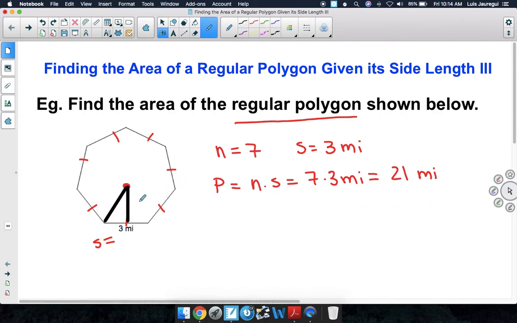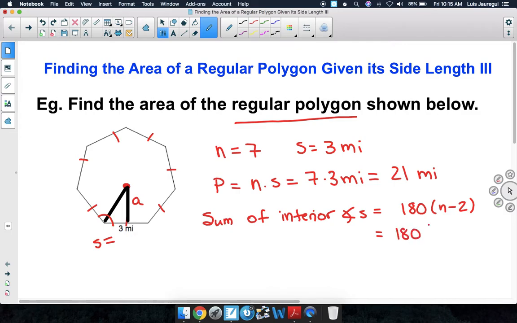Okay, so in this case, I'm going to call this the apothem, and we need to figure out the measure of this angle that we're going to bisect by the radius. To do that, let's find the sum of interior angles of a heptagon. So the sum of interior angles is given by the formula 180 times (n minus 2). In this case, n is equal to 7, so let's go ahead and substitute that in. So we have 180 times (7 minus 2), so that's 180 times 5, which in turn gives us 900 degrees. So the sum of interior angles is equal to 900 degrees.